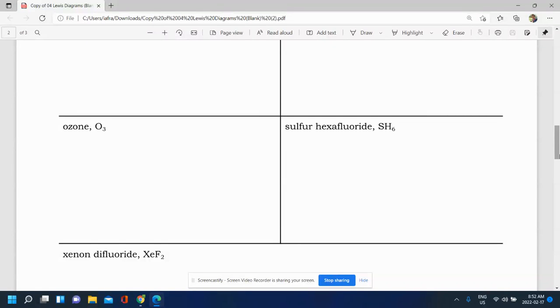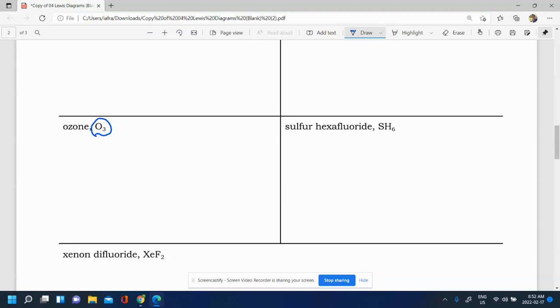In this video, we're going to do another example of a Lewis structure. I want you to try this out yourself and then check your work after. We're going to draw the ozone molecule. Ozone is a molecule made up of 3 oxygen atoms connected together.